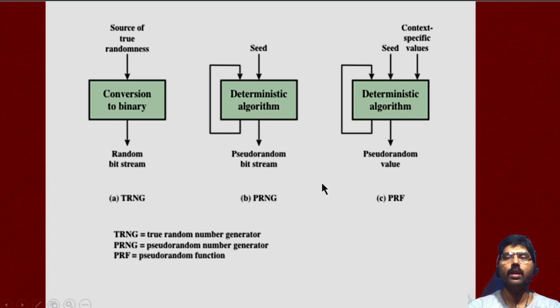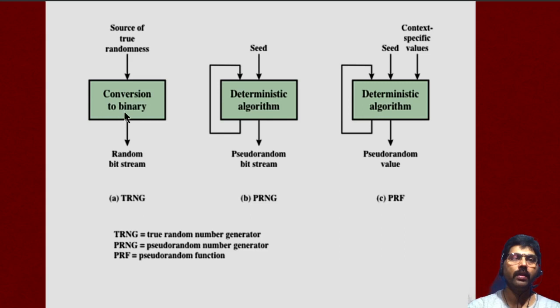Now here, pseudo number generators are actually created by using some program, the program which depends on some algorithms. They are not depending on any other external physical factors. So it is called a pseudo random number generator, fully depending on the program itself.